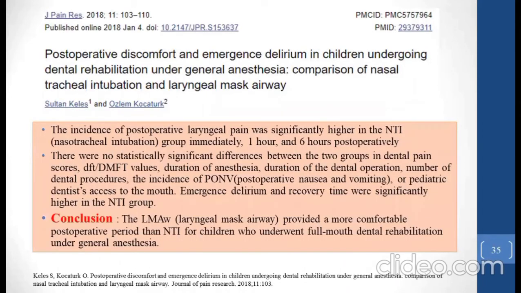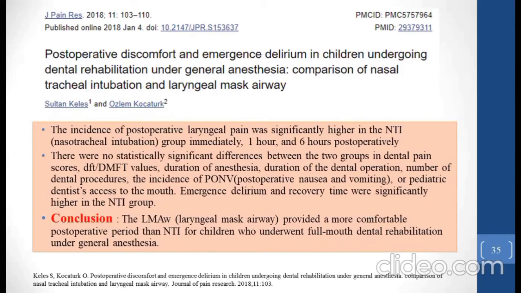Now, the article from the Journal of Pain Research 2018, Post-Operative Discomfort and Emergence Delirium in Children Undergoing Dental Rehabilitation under GA: Comparison of Nasal Tracheal Intubation and the Laryngeal Mask Airway by Sultan Kales et al. They found that the incidence of post-operative laryngeal pain was significantly higher in the NTI, that is nasotracheal intubation, group, immediately, 1 hour and 6 hours post-operatively.